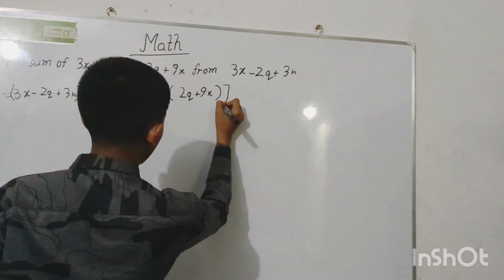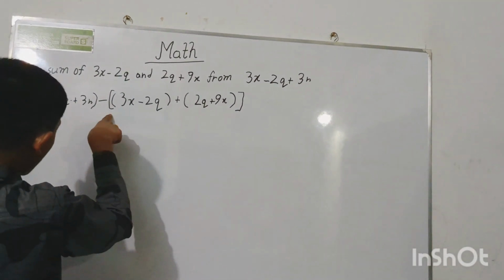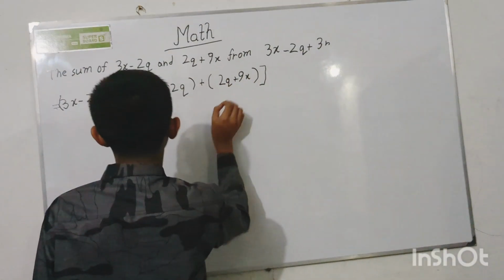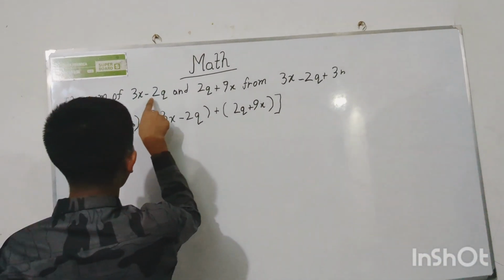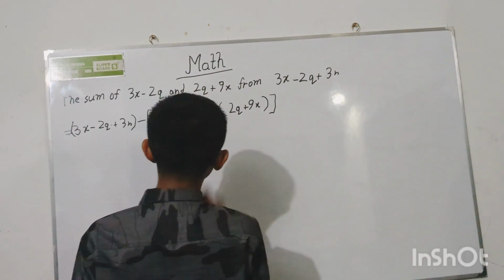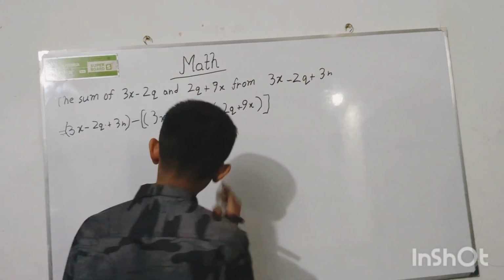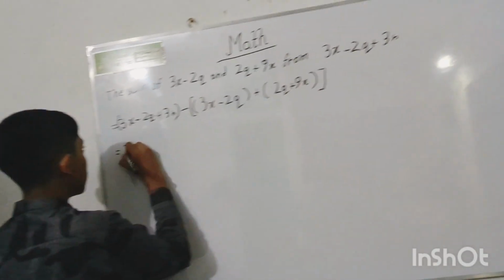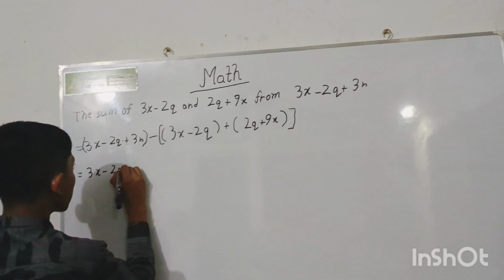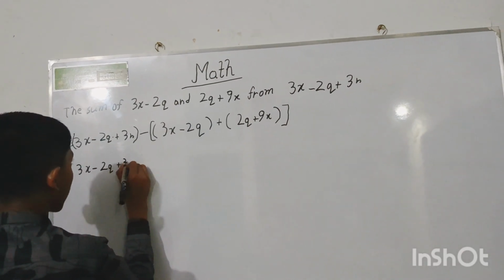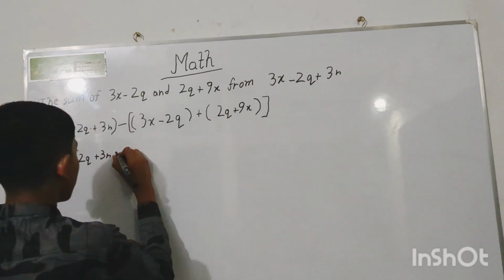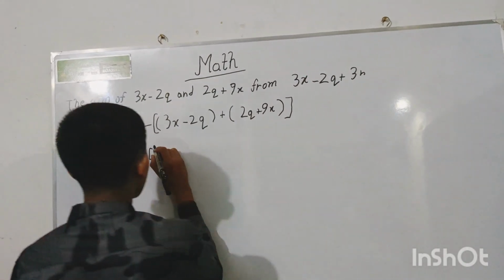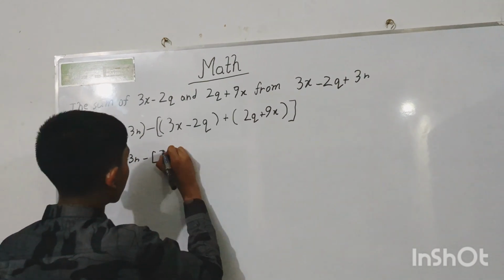Now I'll give another bracket here because this is one part and this is one part: the sum of 3x minus 2q and 2q plus 9x. That's why I give a bracket here. And now I'll write this normally, like 3x minus 2q plus 3r. Now I'll give a minus sign. At first I have to work inside the bracket. So I will work here at first.